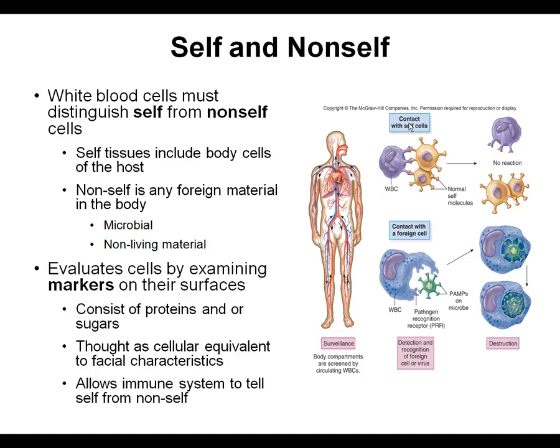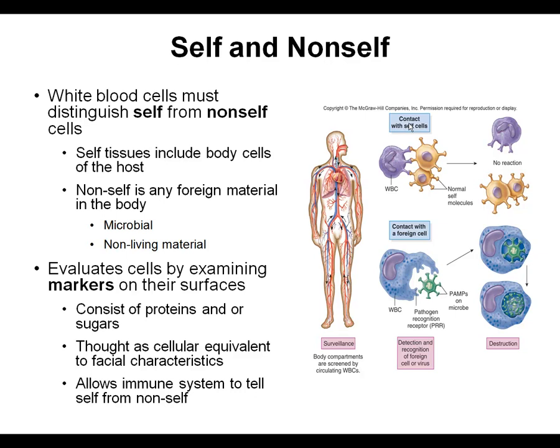Now, this idea of self versus non-self. White blood cells are the major workers, if you will, within the second and third lines of defense, and they have to be able to distinguish self from non-self cells. Self tissues are any tissue, any body cell of the host. It's recognized by the immune system, which says, this is normal, and I'm going to leave it alone.